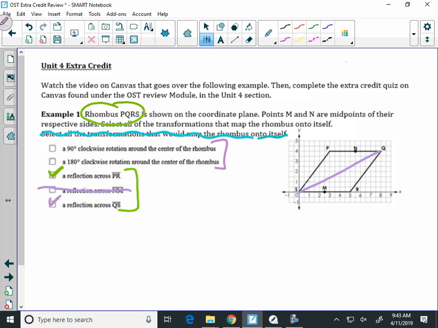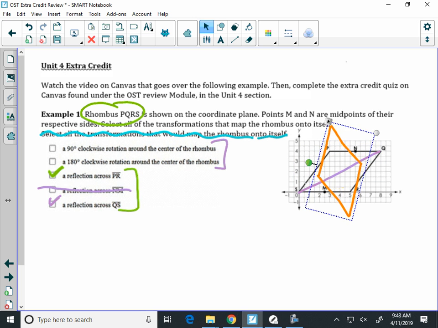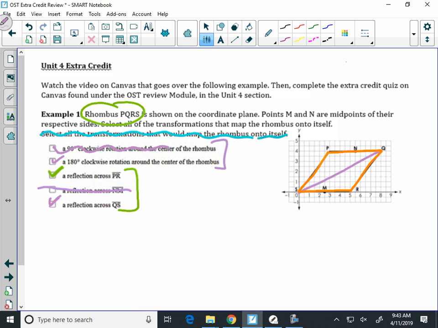For the angles of rotation, what this is saying is, can we rotate this rhombus about its center, and it will map up onto itself. So the first one's saying 90 degrees. If we rotate it 90 degrees, that obviously does not work. Okay, so that can't be an answer. Well, let's see, what about 180? And yes, 180 does work. So 180 is an answer, 90 degrees is not.